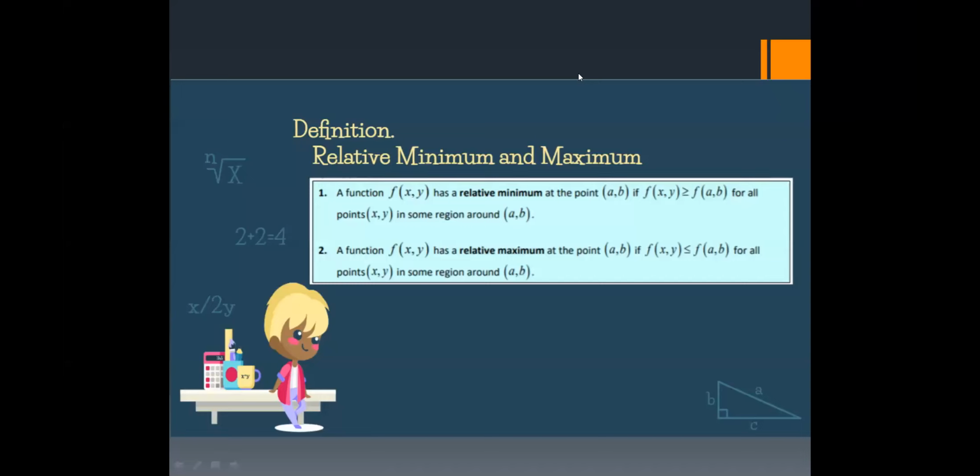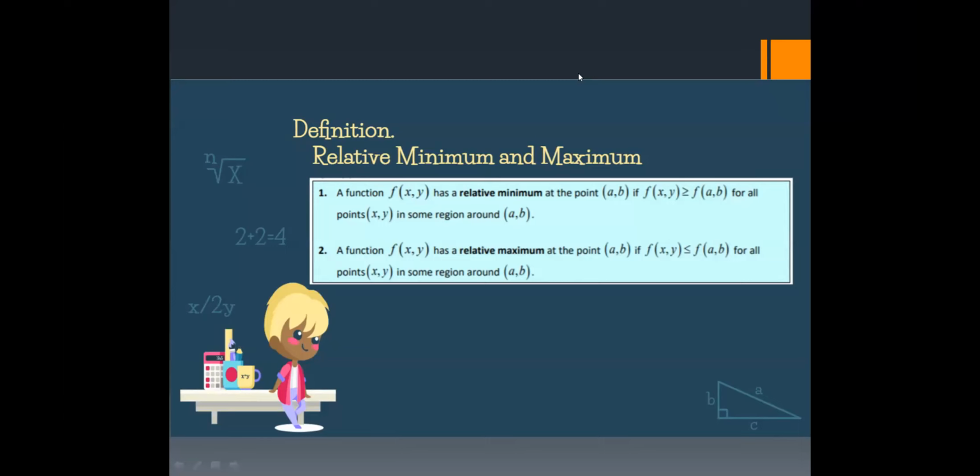So let me start with the definition of the relative minimum and maximum. What is then the relative minimum and maximum? The definition of relative extrema for functions of two variables is simply identical to that for functions of one variable. We just need to remember now that we are working with functions of two variables.